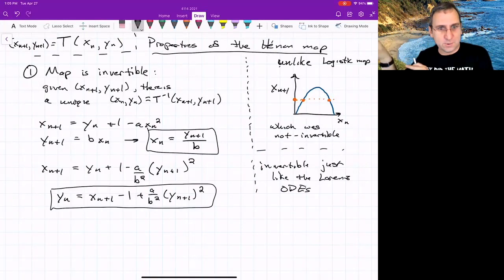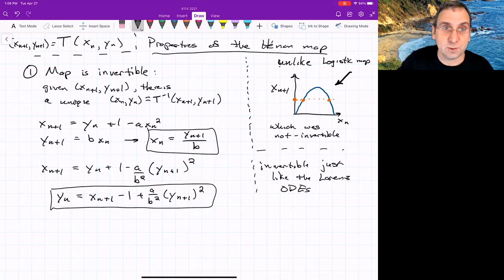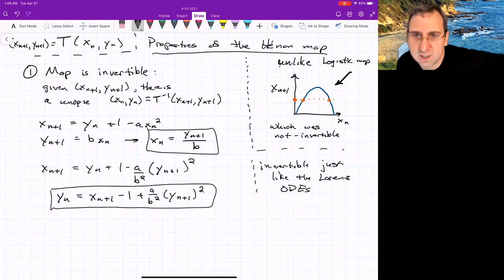It's sort of separate. Here, it's theoretically possible, and we could theoretically get the inverse for the Hénon map as well, right? In the logistic map, it's not even theoretically possible to get an inverse. It just isn't happening. So we don't try. It has a unique inverse. It's invertible. It contracts areas, which should be analogous to how Lorenz contracts volumes.